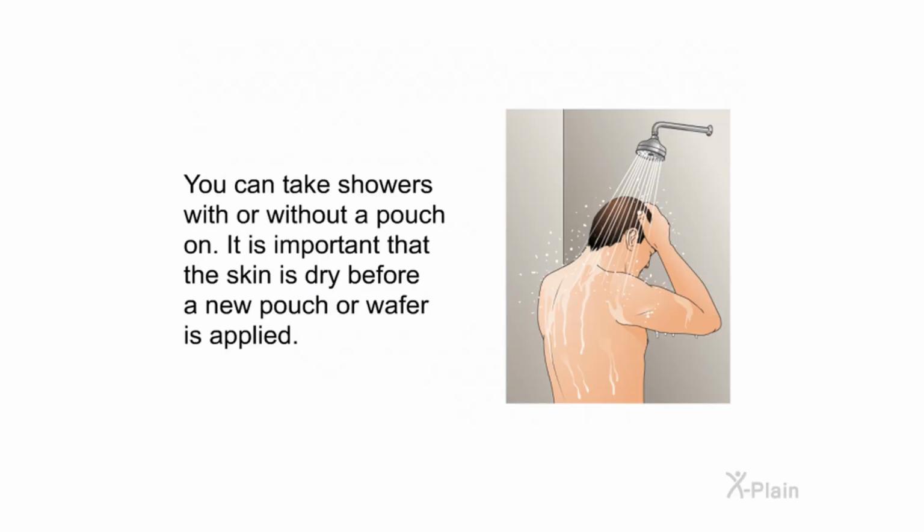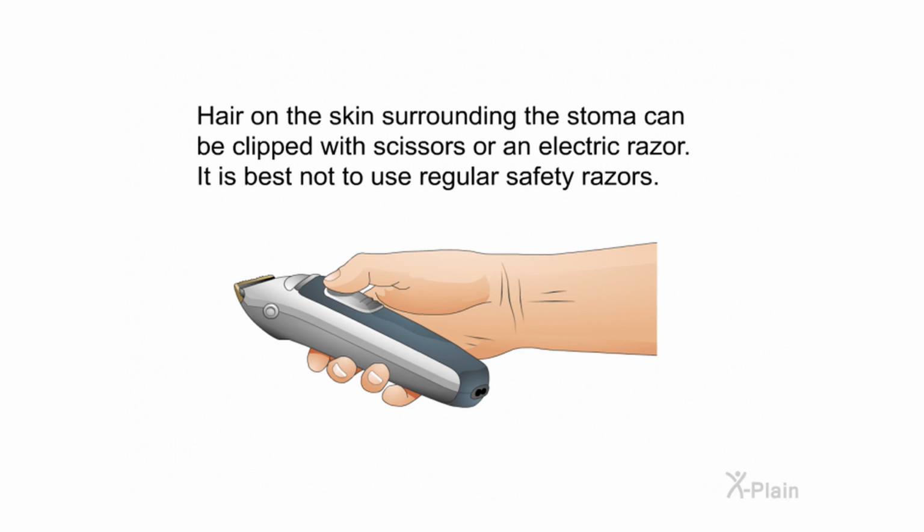You can take showers with or without a pouch on. It is important that the skin is dry before a new pouch or wafer is applied. Hair on the skin surrounding the stoma can be clipped with scissors or an electric razor. It is best not to use regular safety razors.